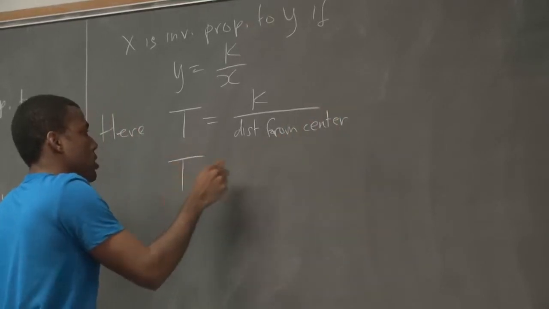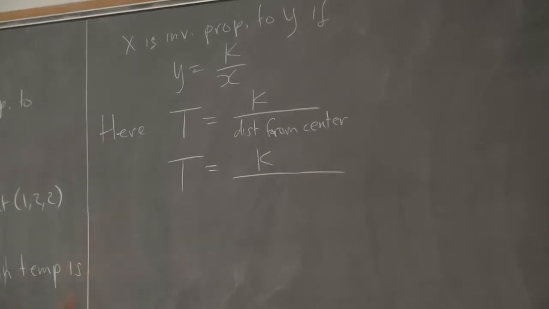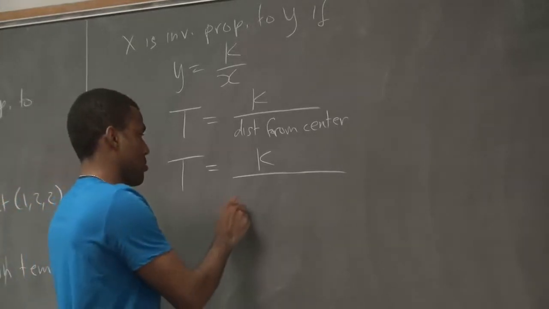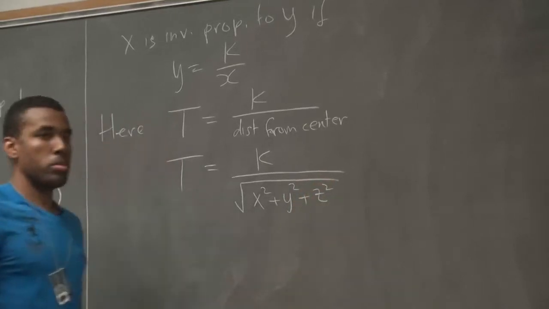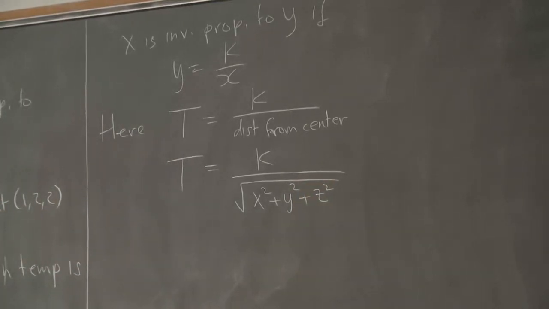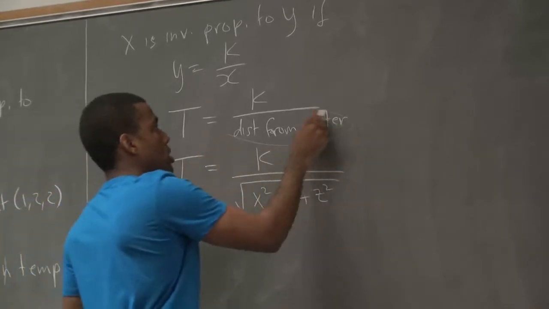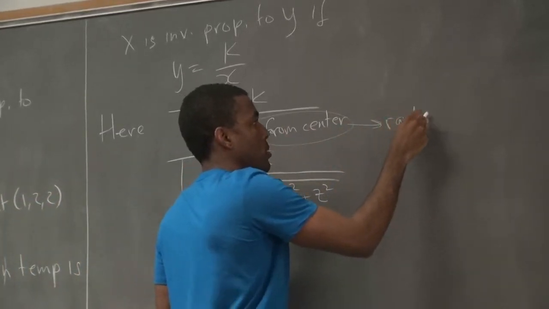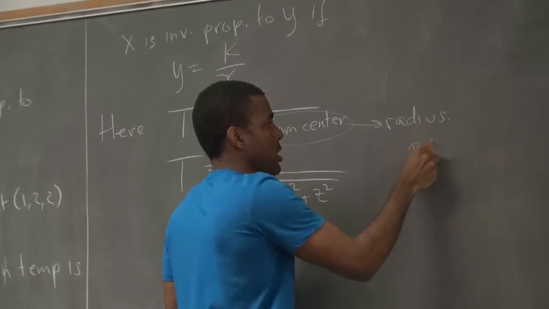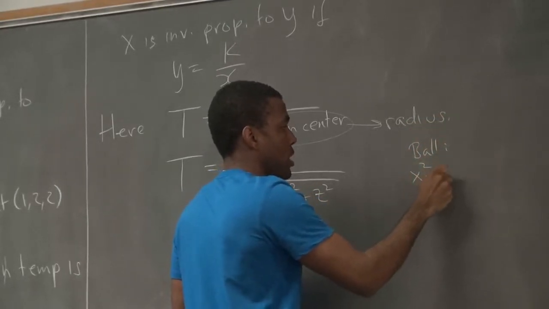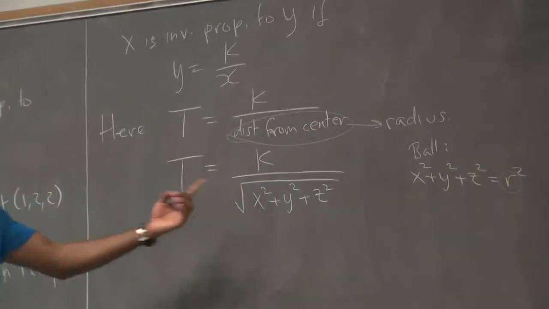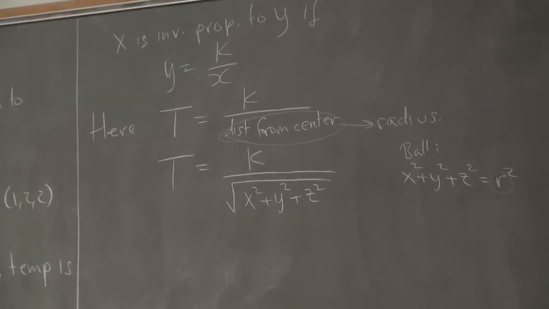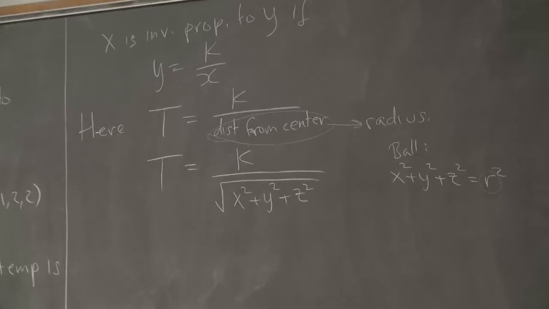And what's the distance from the center of a sphere? Square root of x squared plus y squared. Right, it's just the radius. So that's the formula you're going to use for this problem. Remember, the distance from the center is just the radius. If you think of the ball as x squared plus y squared plus z squared equals r squared, then this is what we're looking for. So that's our function.